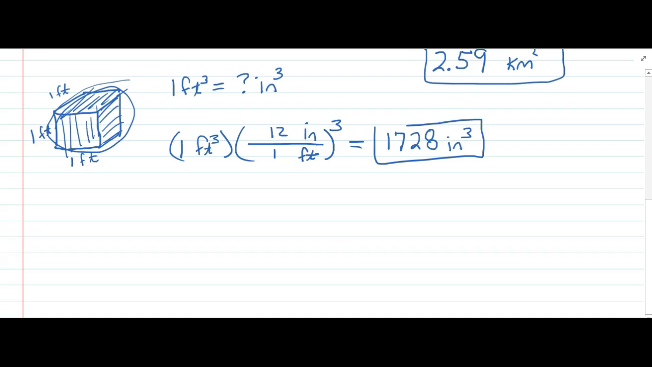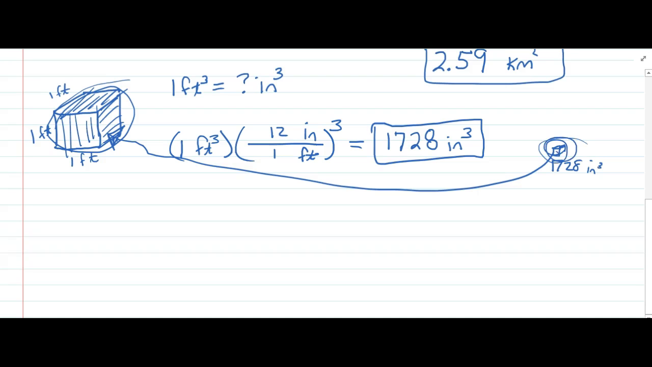Cubic inches. So 1 cubic foot is equivalent to 1,728 cubic inches. And you have to think in your mind, a cubic inch, this little baby cubic inch right here. This is a little cube that's 1 inch by 1 inch by 1 inch. There are 1,728 of these in this big box. That is 1 foot by 1 foot by 1 foot. So hopefully that makes sense.